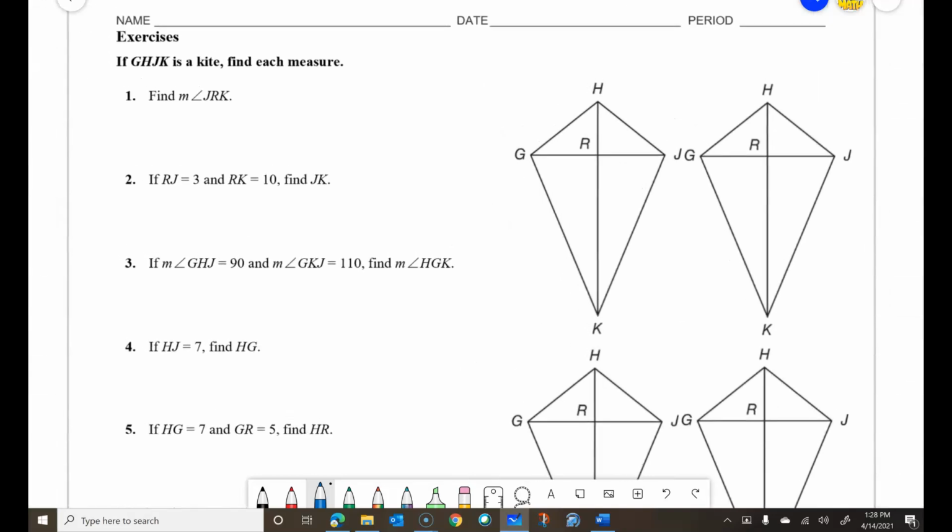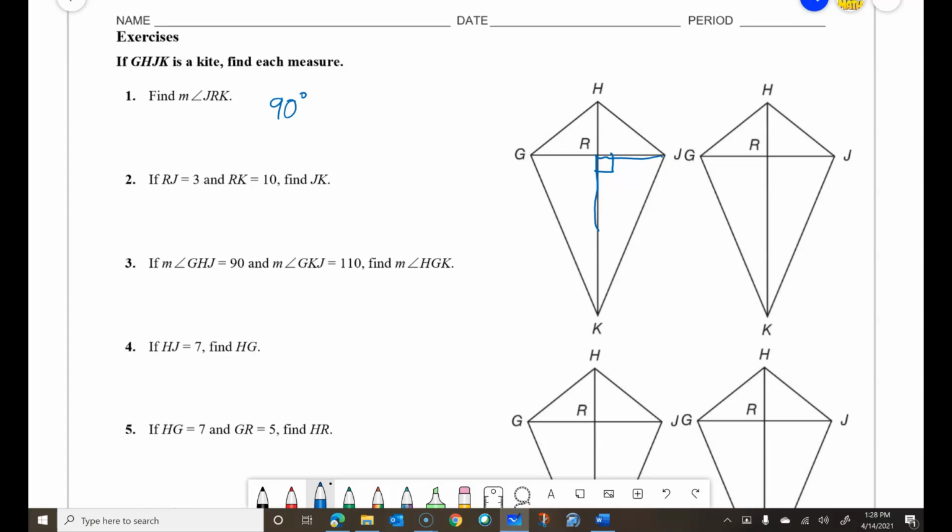In the first part here, I want to find the measure of angle JRK, and they don't give me any information, so hopefully this is a right angle, and it is. That's going to be 90 degrees, right? The diagonals are perpendicular to each other in all kites, so we can find that relatively easily.